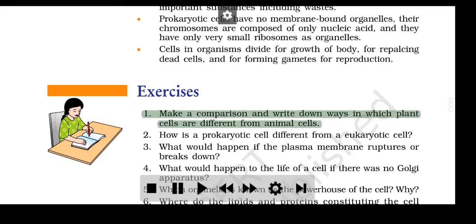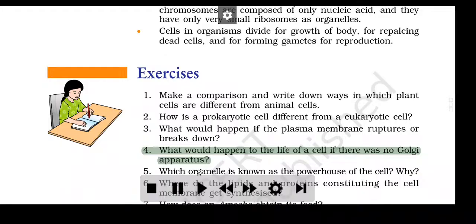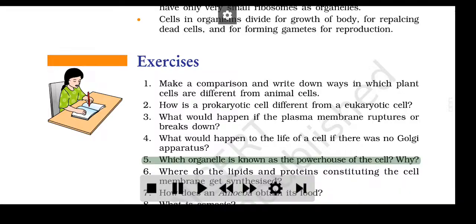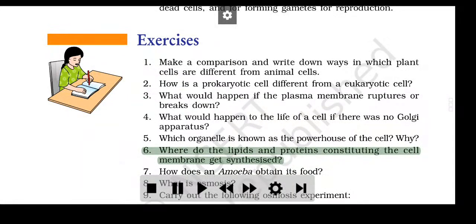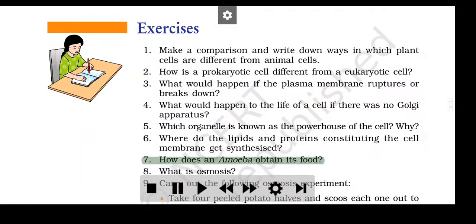Exercises. 1. Make a comparison and write down ways in which plant cells are different from animal cells. 2. How is a prokaryotic cell different from a eukaryotic cell? 3. What would happen if the plasma membrane ruptures or breaks down? 4. What would happen to the life of a cell if there was no Golgi apparatus? 5. Which organelle is known as the powerhouse of the cell? Why? 6. Where do the lipids and proteins constituting the cell membrane get synthesized? 7. How does an amoeba obtain its food?